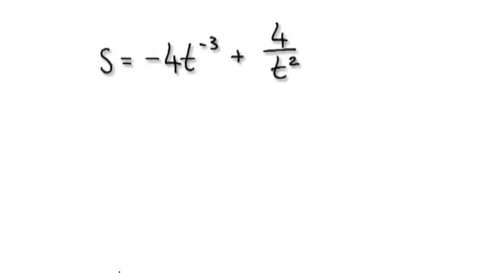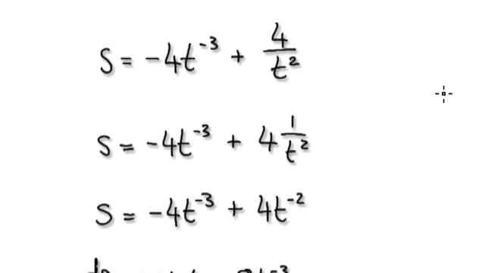Given that s equals blah blah blah here, find ds by dt. Okay, so differentiate s with respect to t. It's pretty much the same process, but the way you write it will be ds by dt. Well, anyway, find ds by dt. Press pause and have a go.